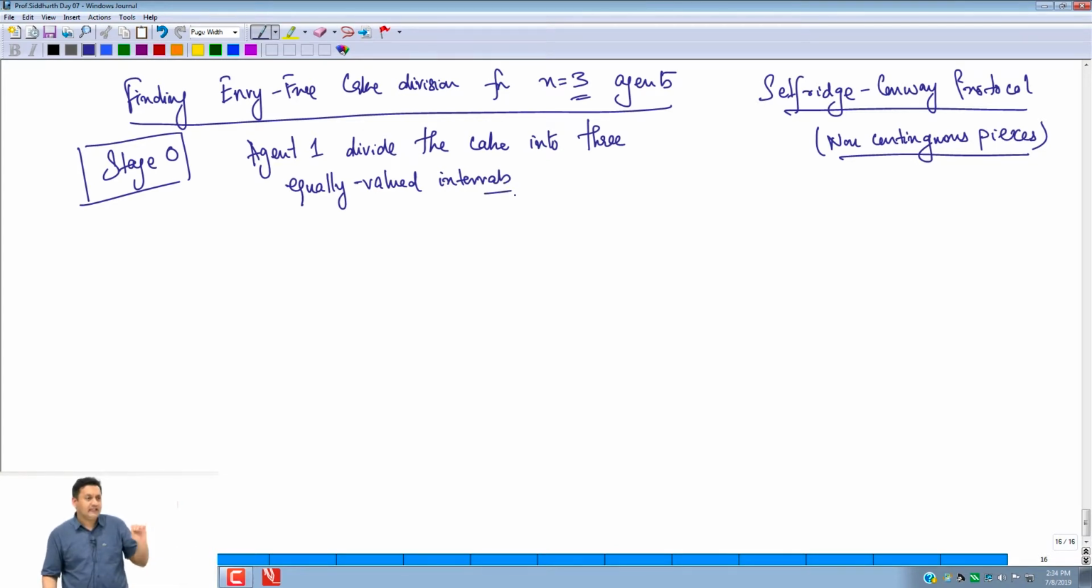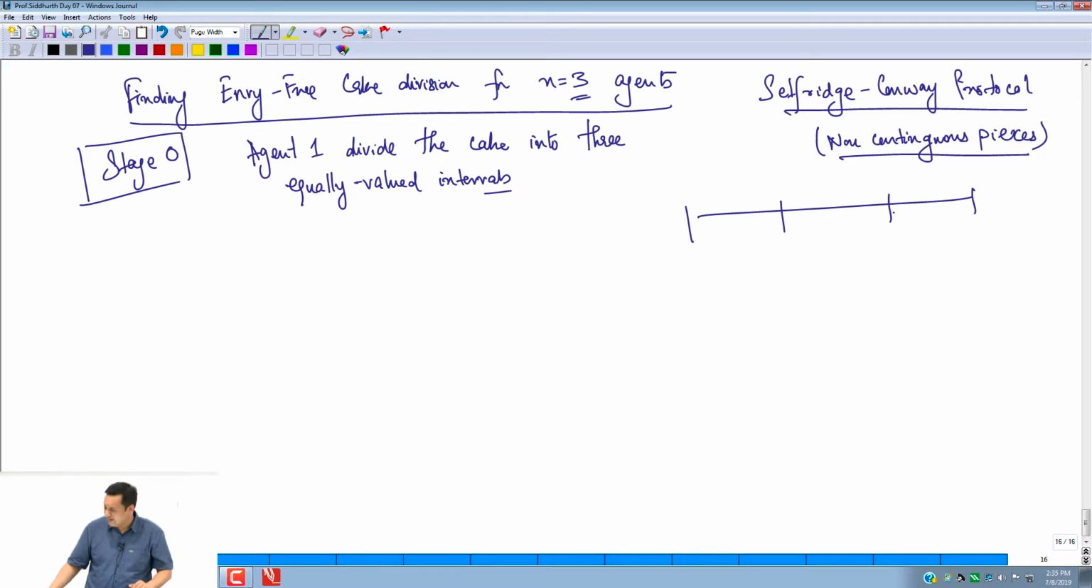I'll go to the first agent and I'll ask this agent, okay, can you please cut the cake into 3 intervals, so make 2 cuts such that your value for all of these 3 intervals is exactly equal to 1/3. For you, all of these 3 intervals are of equal value. So how many queries do I need to actually accomplish this in our Robertson web query model? How will I very specifically execute this in the Robertson web query model?